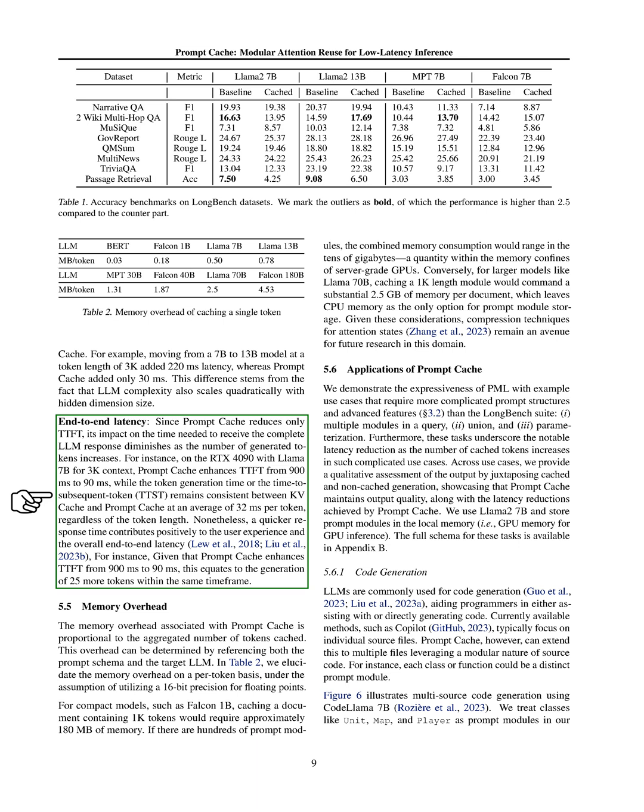However, a quicker response time improves the user experience and the overall end-to-end latency. For example, with prompt cache reducing TTFT from 900 milliseconds to 90 milliseconds, 25 more tokens can be generated within the same timeframe. Section Summary.